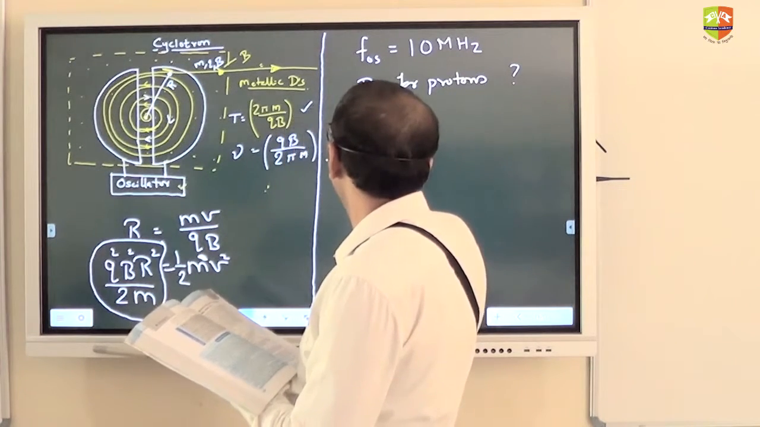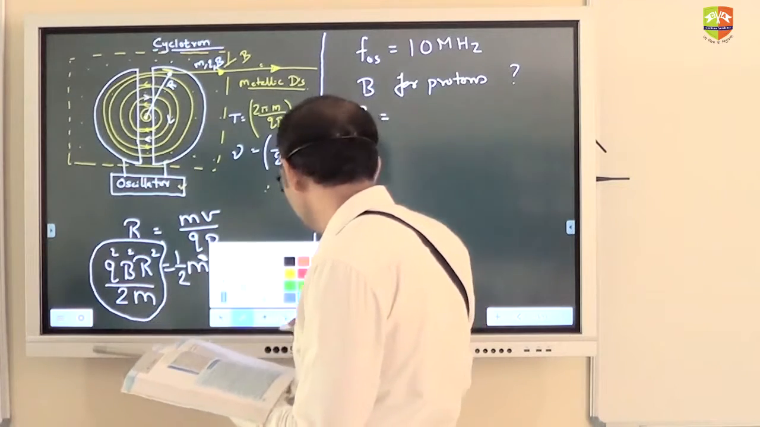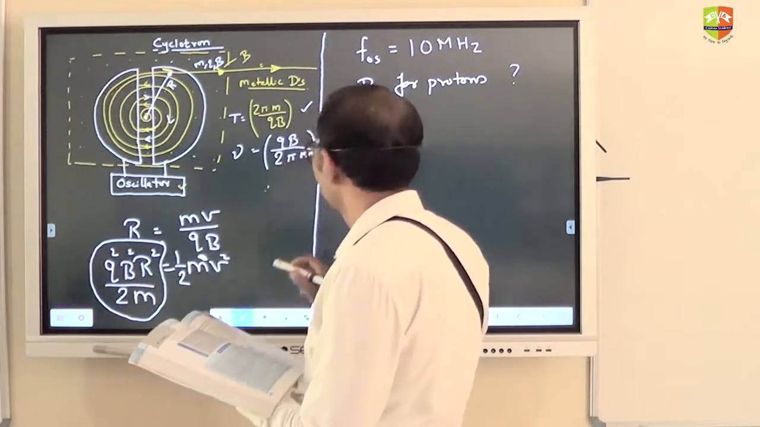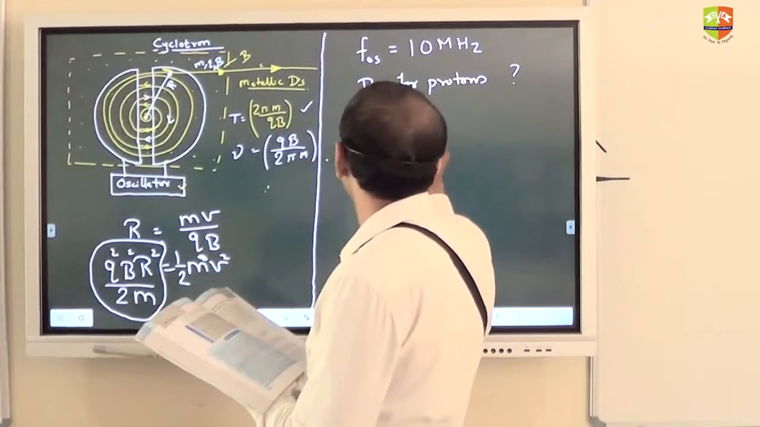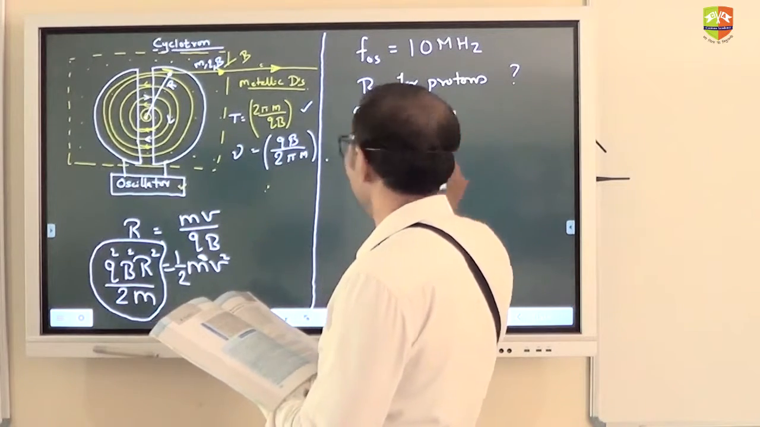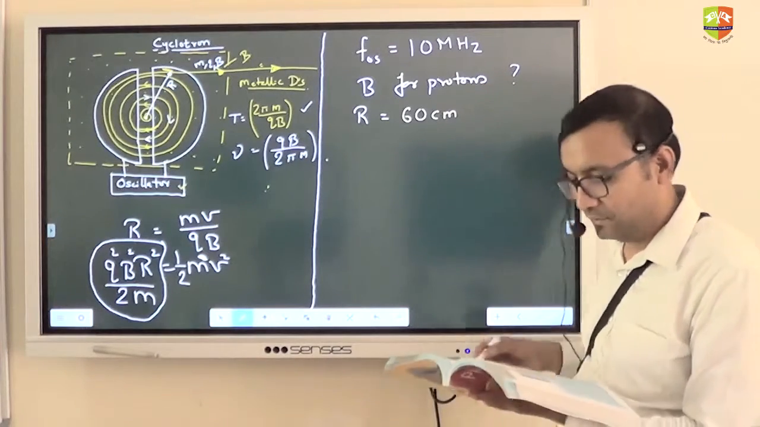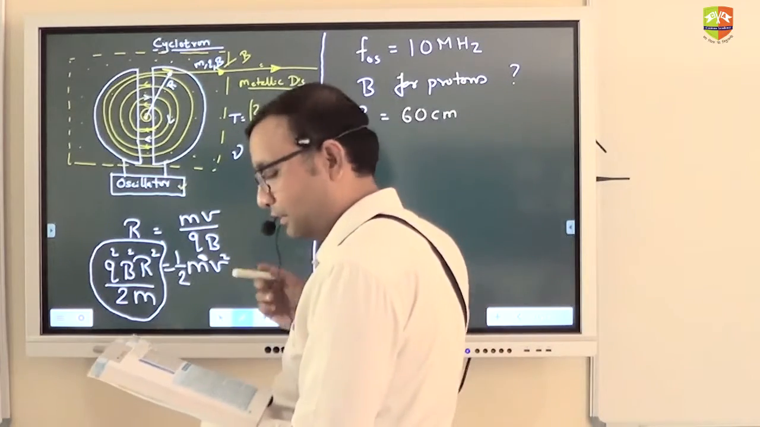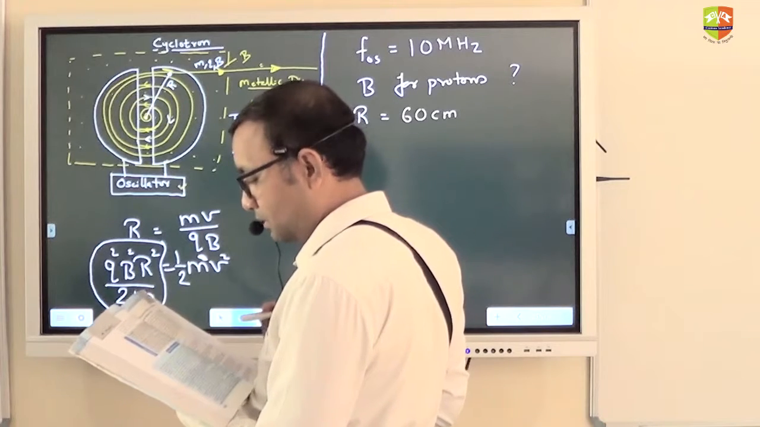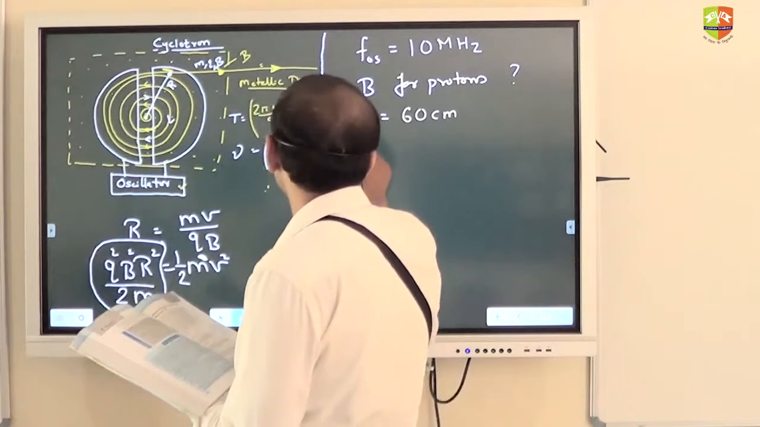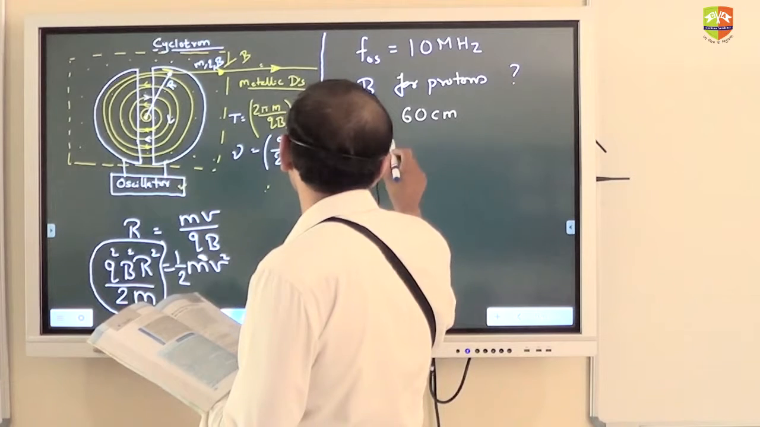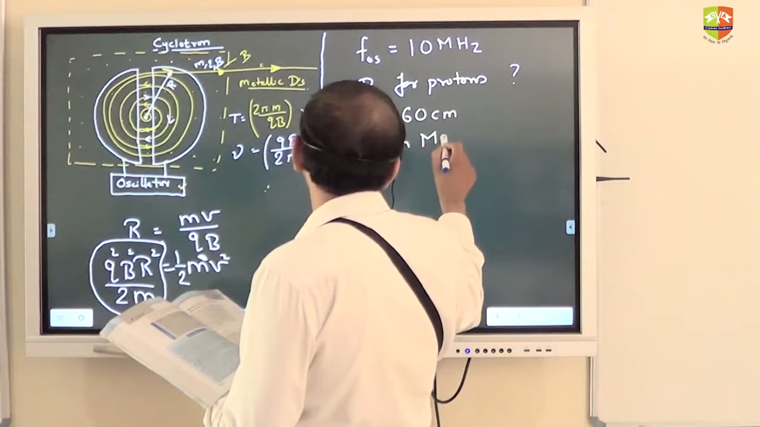The radius of the D, it is white only. Yellow. The radius of the D is 60 centimeters. Are you able to find a difference in this color and that color? Yes. So you are not colorblind. What is the kinetic energy in mega electron volts?